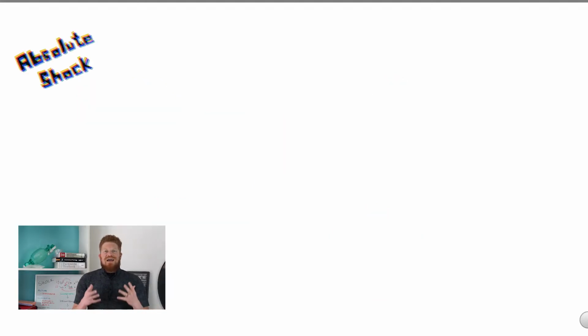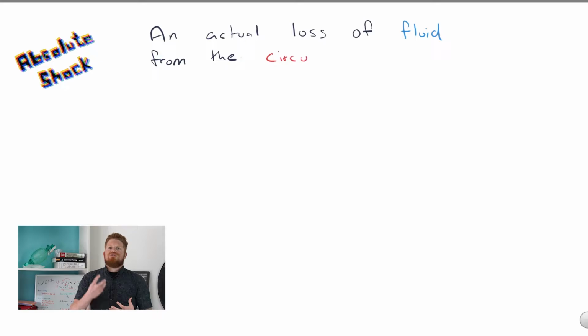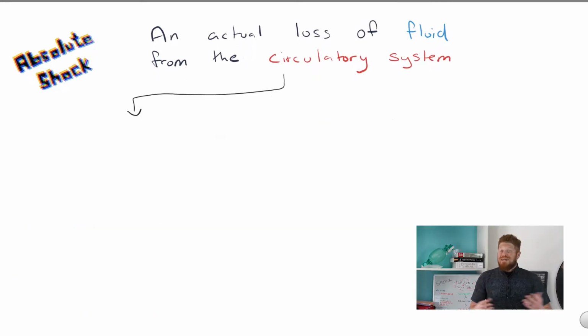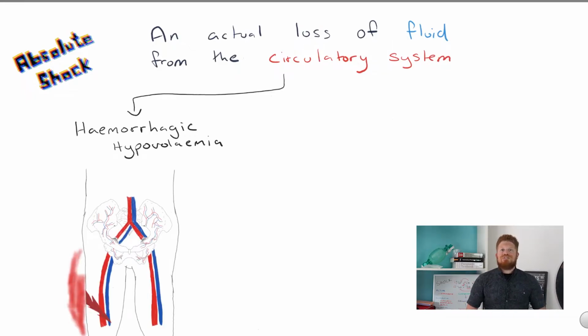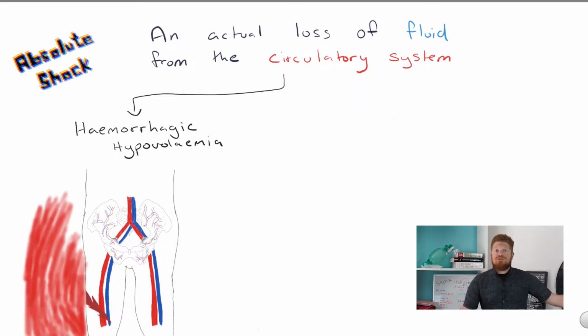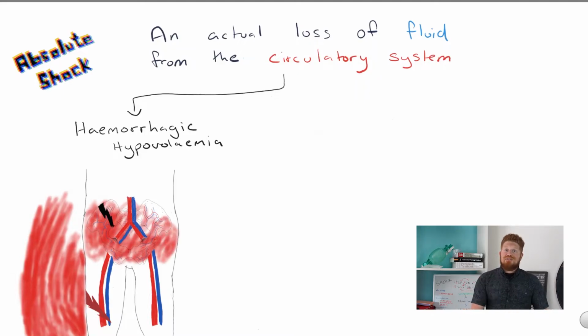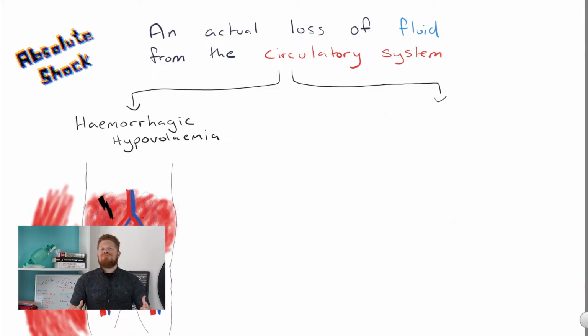Let's start out with absolute shock. An absolute shock results from an actual loss of fluid from our circulation, which then cannot re-enter our circulation. An example of this is hemorrhagic hypovolemia, where we have a rupture of a blood vessel causing a leakage of blood out of our circulation, either externally onto the floor or onto a piece of furniture, or internally, into one of our cavities, our abdominal cavity or our pelvic cavity. Either way, the blood is leaving our vasculature with no way for it to be put back into our vasculature.